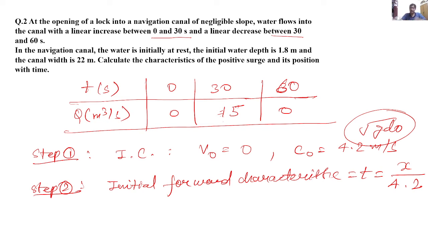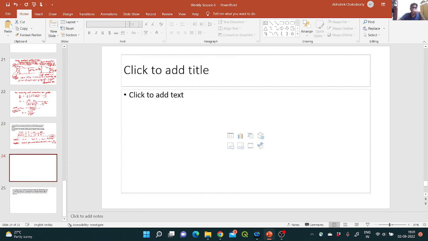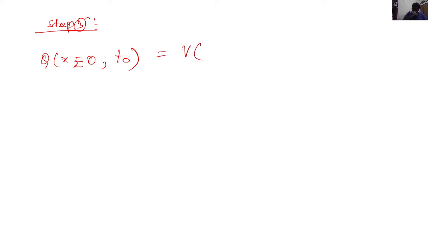So let's take another case. The discharge at x equal to 0 and the time t0 would be the velocity times the area.